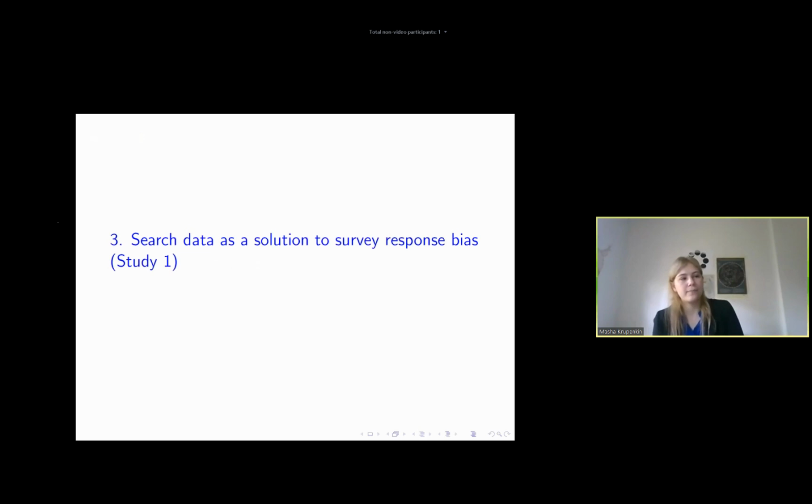So now that I've talked about search data and why search data is valuable, and I've talked a little bit about the particular methodologies that I use when working with search data, I'm going to present two studies that I think highlight the value of search data as a tool for social scientists. So the first study is looking at search data as a solution to survey response bias.